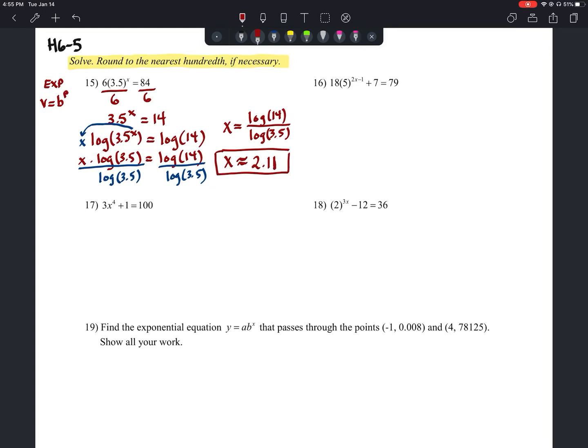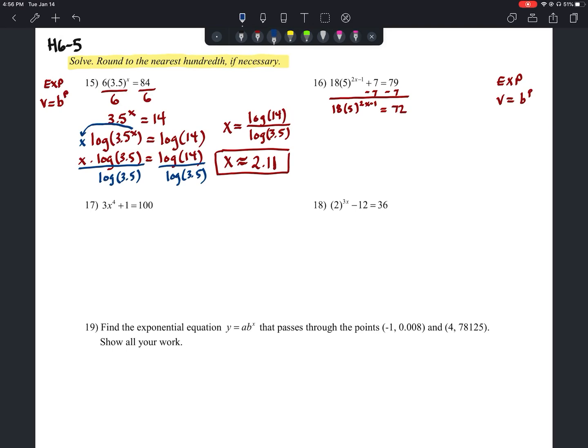So again, this is an exponential equation, and we needed to get it to that form where we have a value equals a base raised to a power. So we need to get rid of all the stuff that's not attached to this 5 raised to the power of 2x minus 1. So starting out there, the part that I said is not attached would be the 7. We're going to subtract the 7 from each side. So now we have 18 times 5 to the power of 2x minus 1 is going to equal 72.